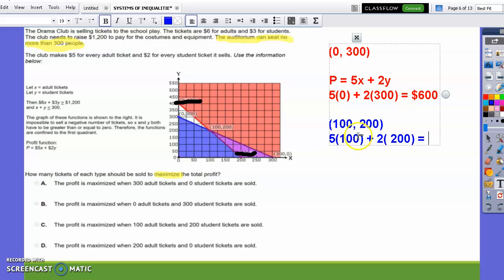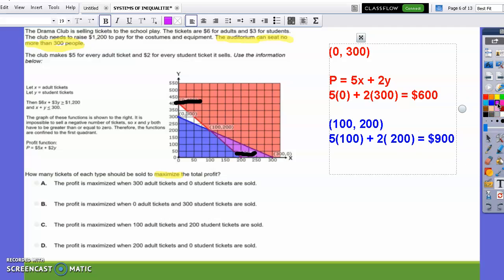And our profit, if this was how many tickets we sold of each group, we'd have 500 plus 400, which is $900. Oops, let's put a dollar sign. So our profit would be $900 if we sold to 100 adults and 200 students, which is better than our first option. So far, I'm going with this 100, 200. Well, let's just check out our very last option.